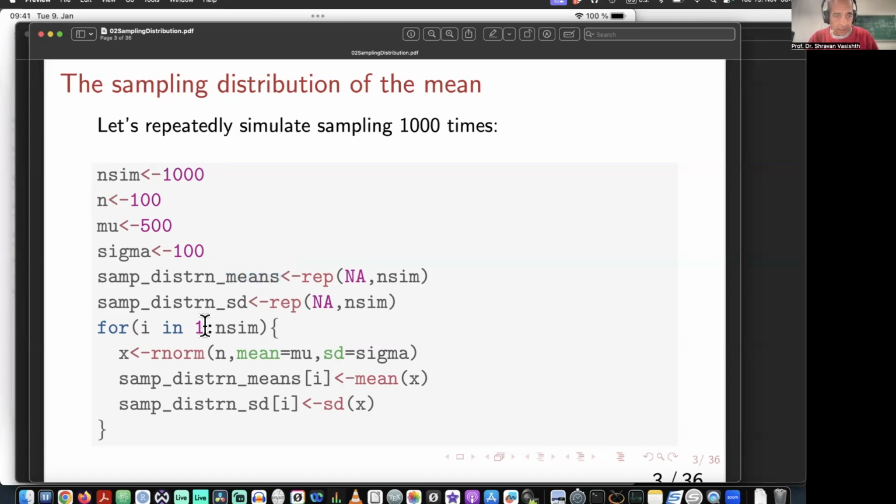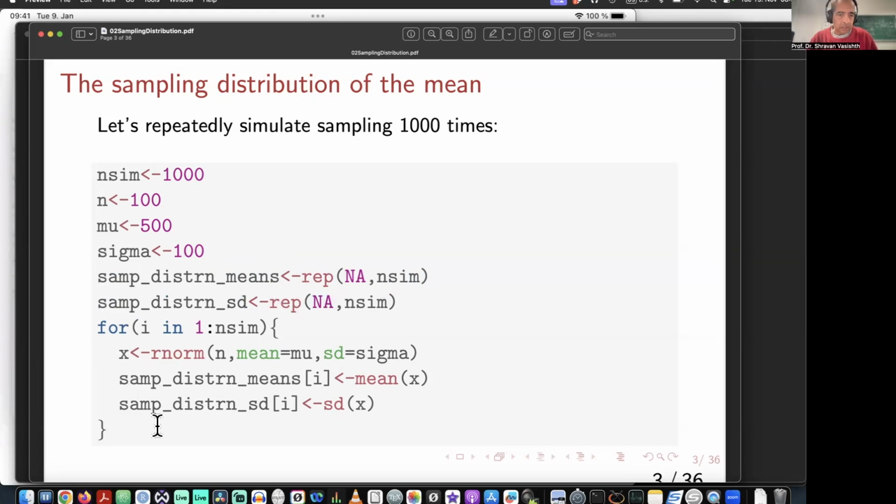Okay, so I've set up my sampling distribution of the means, right? I've also created a new vector for storing the sample standard deviations, but this is of less importance right now.